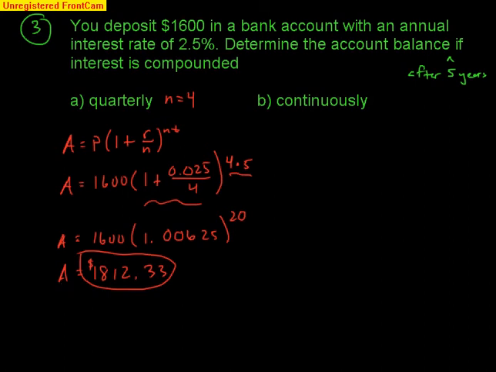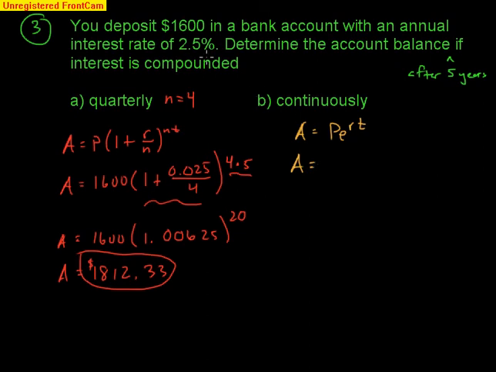Now that's quarterly. Now, if you see this word continuously, you are supposed to remember a different formula. A equals P e to the rt. It's that Pert formula. Continuously, it's that maximum you can reach, that limit that you can never attain, but here's what it would be. It involves this e.